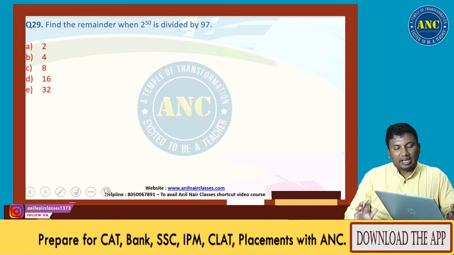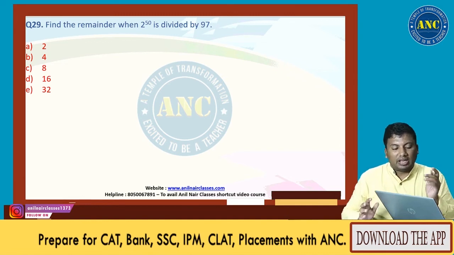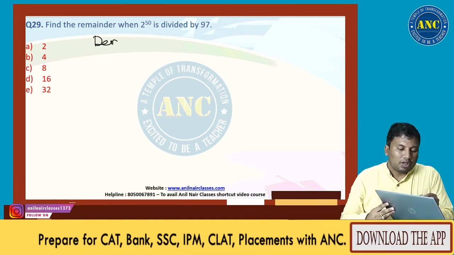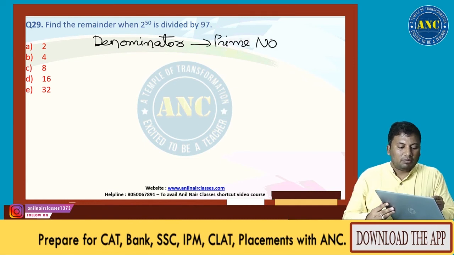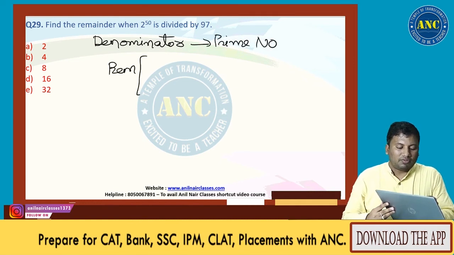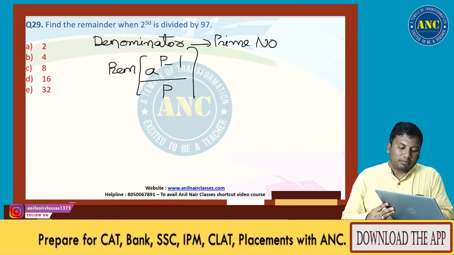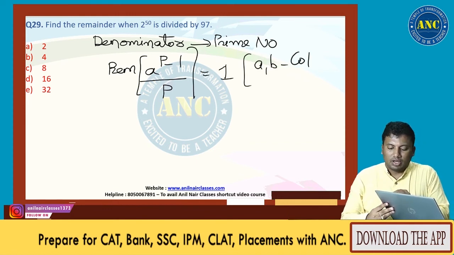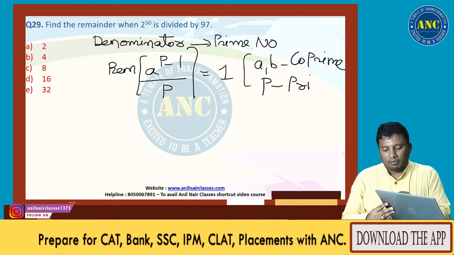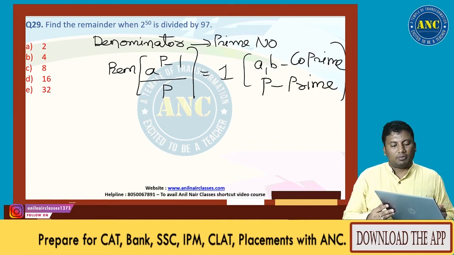Okay, 29th. Till now we did the case when the denominator is a composite number. What if the denominator is a prime number? If the denominator is a prime number, use Fermat's theorem: a power p minus 1 when divided by p is 1, when a and p are coprime and p is a prime number.